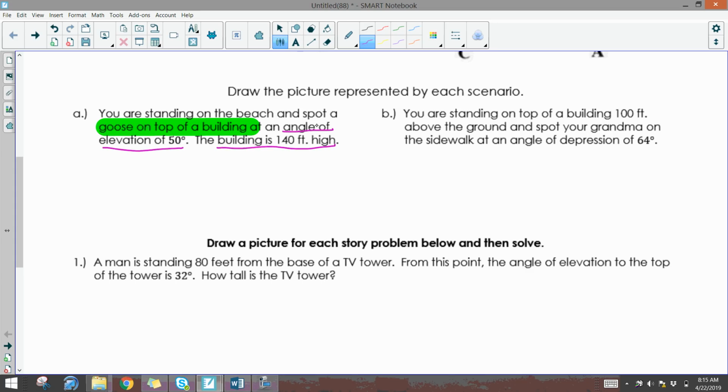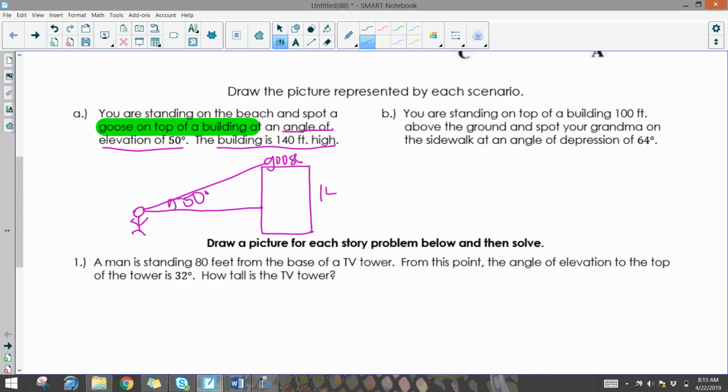So you're standing on the beach and spot a goose on top of the building. So you're down here on the ground. The goose, which we all know I can't draw, is right here on top of a building. Okay, and you're looking to the goose at an angle of elevation. So angle of elevation is from your line of sight, which is the horizontal up, of 50 degrees, and the building is 140 feet high. Okay, so just getting used to the placement of things.